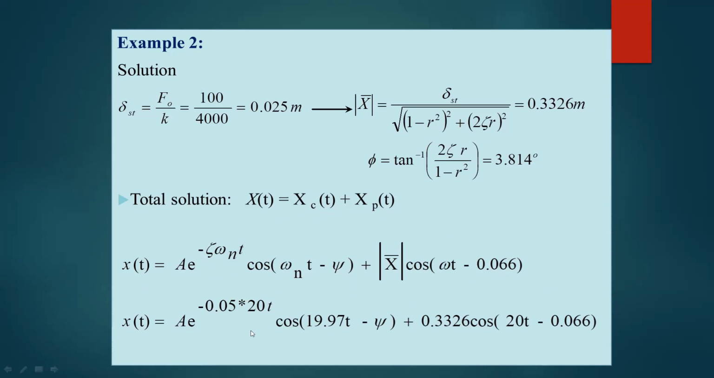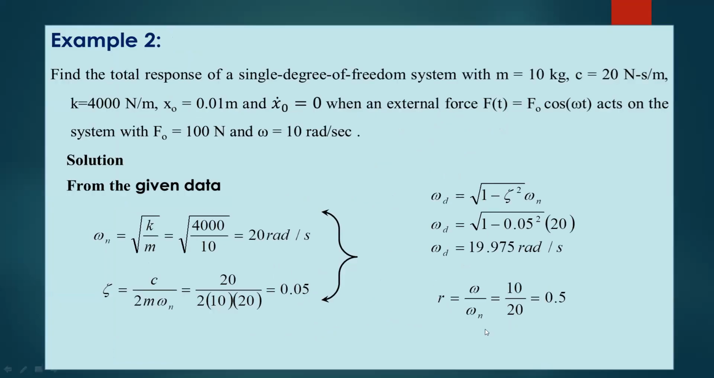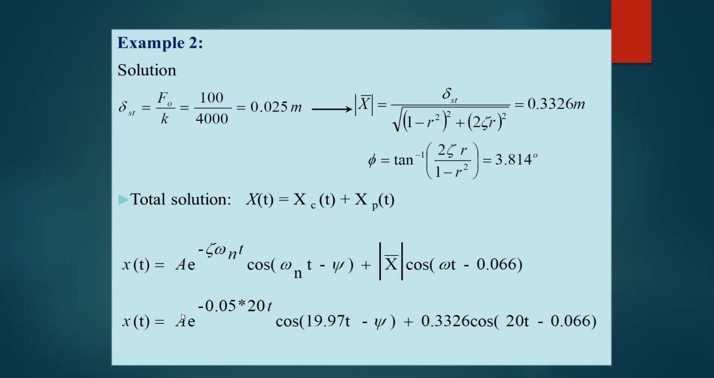Now substituting these values appropriately, what is the damped frequency? This is the natural frequency, another is the damped frequency. This one should be the damped frequency, omega d. Omega d is calculated as 19.975, and omega n is calculated as 20. So this is omega n, this is omega d, and omega d is 19.9470, minus psi.